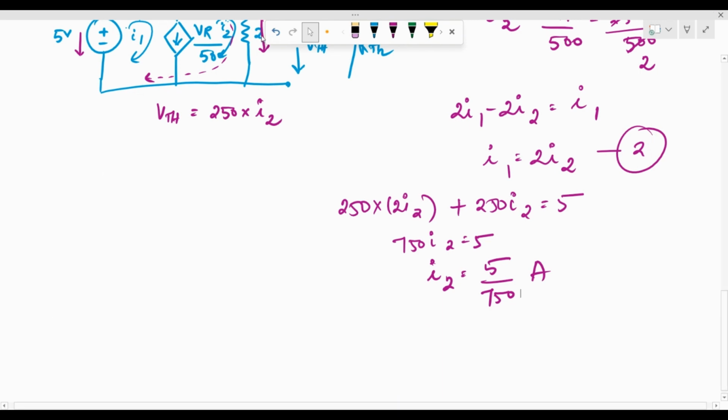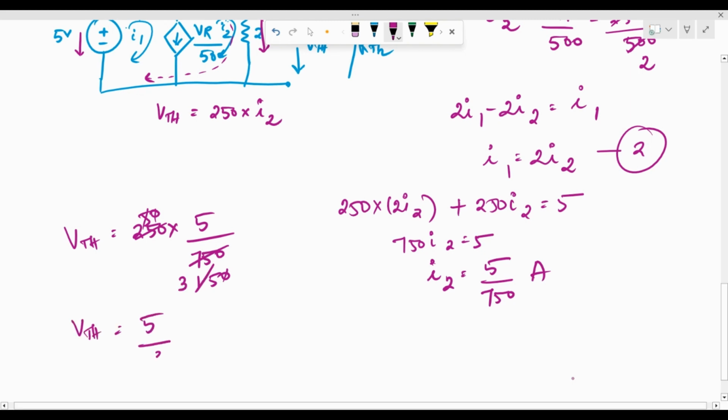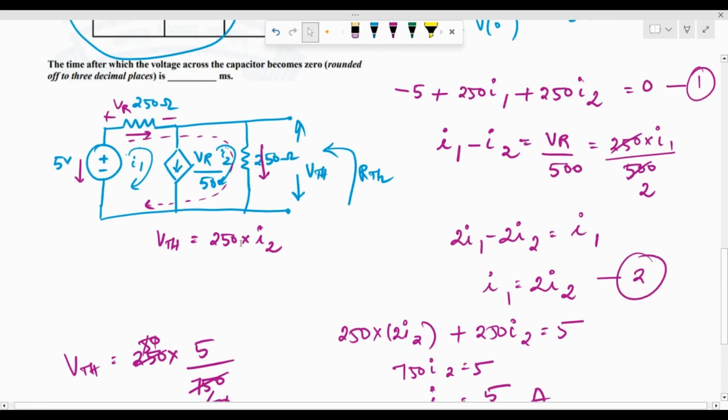Having known this, we can therefore compute VTH. So VTH therefore is 250 into 5 by 750. So let's simplify this. So here VTH is going to be 5 by 3 volts. Okay, let us now try to compute RTH.